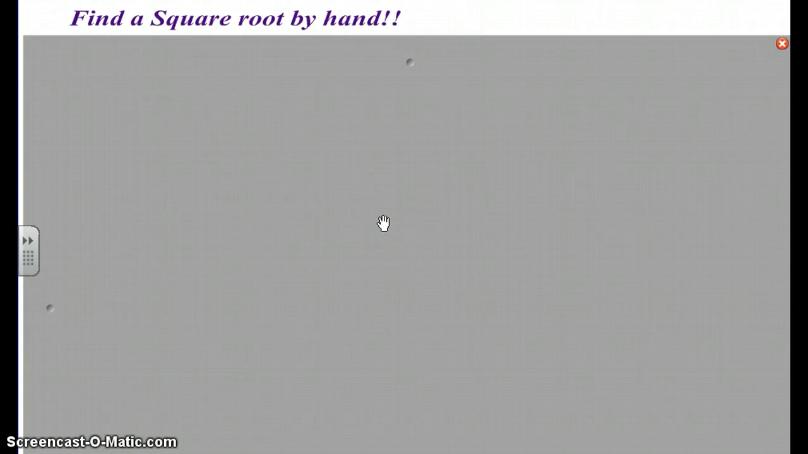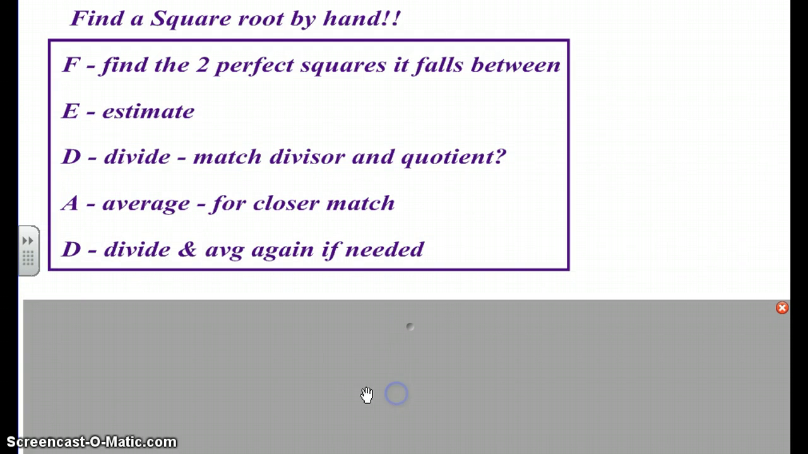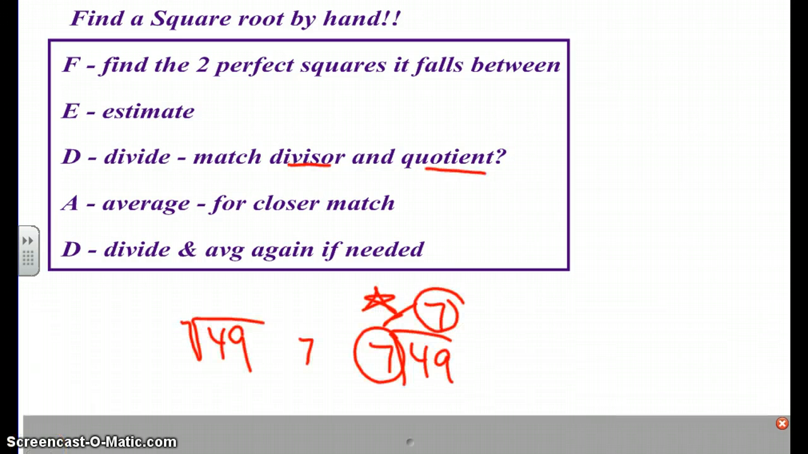And who remembers the acronym we use to do that? FDAD, very good, FDAD. And so here are the steps that we've talked about, and we'll try it. I'm going to pause, take it down, and come back. Okay, so if we had a perfect square number, when we divide the value that's in the radical by the square root, we actually get a quotient that is an exact match between the divisor and the quotient. 7 times 7 is an exact match, isn't it?